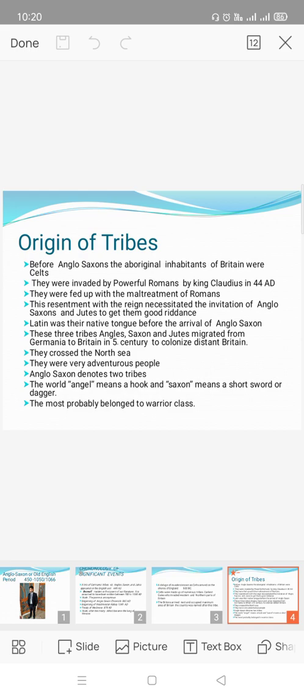So those people, those Celts, were fed up with the maltreatment of the Romans, because the Romans were the invaders, and they used to rule a very large area of this planet, because they were really very robust people, and it was quite impossible to defeat them in warfare. So they were invaders, and they brought culture to Britain.